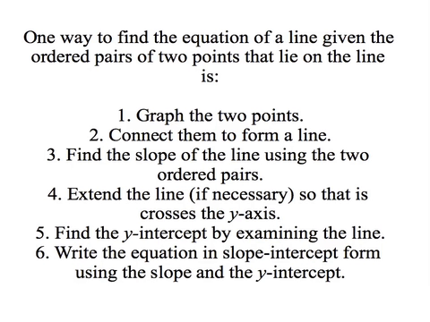One way to find the equation of a line given the ordered pairs of 2 points that lie on the line is: 1. Graph the 2 points. 2. Connect them to form a line. 3. Find the slope of the line using the 2 ordered pairs. 4. Extend the line if necessary so that it crosses the y-axis. 5. Find the y-intercept by examining the line. And 6. Write the equation in slope-intercept form using the slope and the y-intercept.